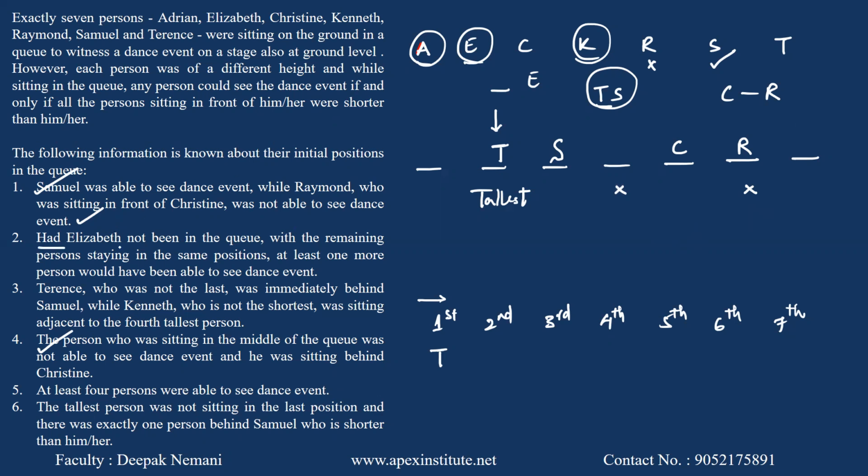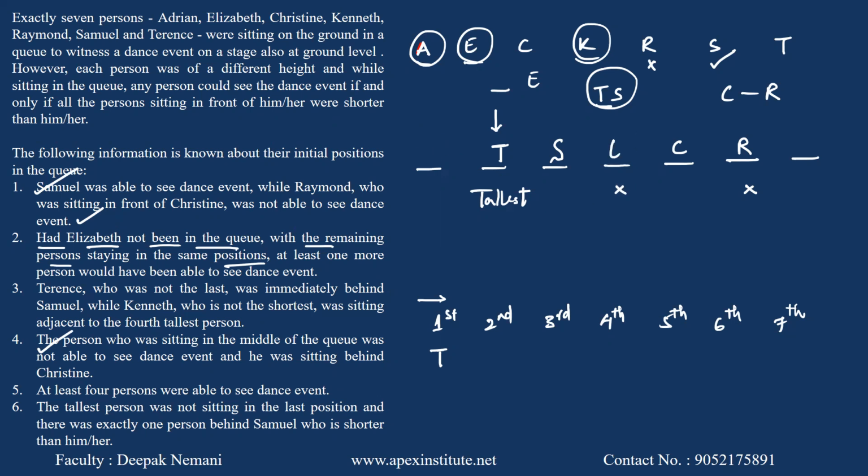Now let's consider this. Had Elizabeth not been in the queue, with the remaining persons staying in the same positions, at least one more person would have been able to see the dance. So I can say that Elizabeth cannot be here, because if Elizabeth is not in this position, there will not be any difference. So Elizabeth cannot be here.